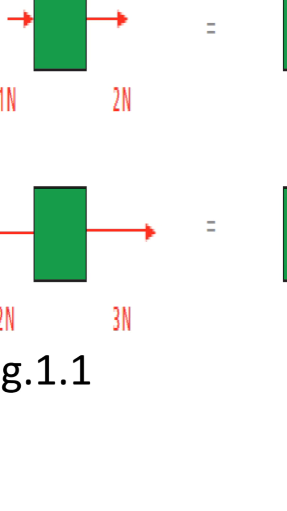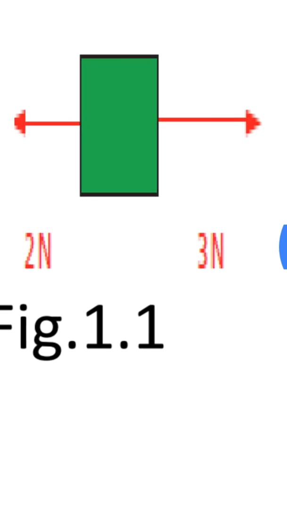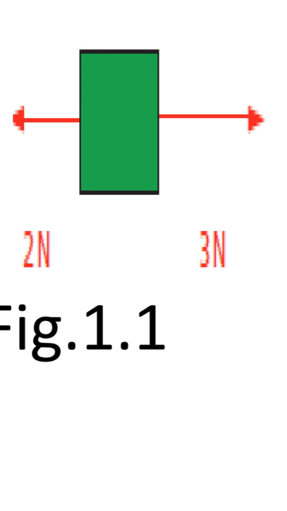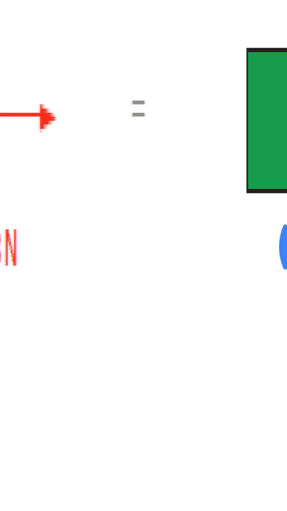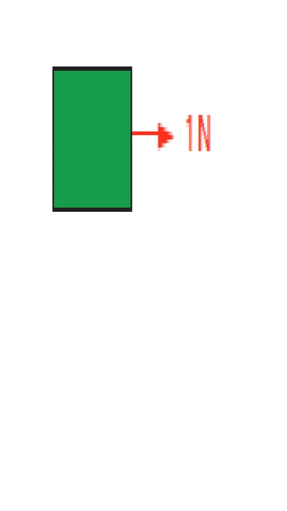So how to show the direction? The direction of the 1 Newton will be shown in the direction of the greater force. The greater force over here is acting towards the right side, so therefore the direction of this resultant force 1 Newton will be also drawn towards the right side.